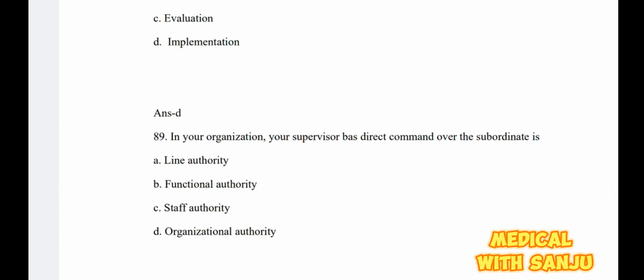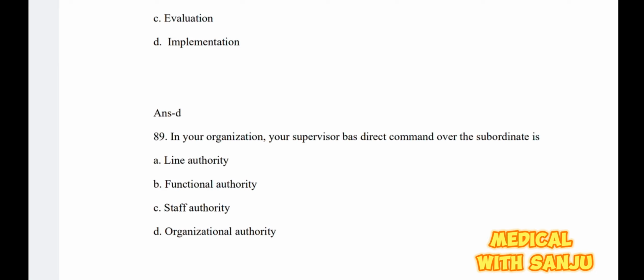Question number 88. Putting plans into action: option A working, option B motivation, option C evaluation, and option D implementation. Putting plans into action is implementation. Option D is right answer.